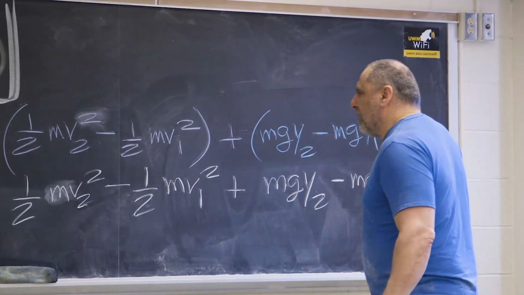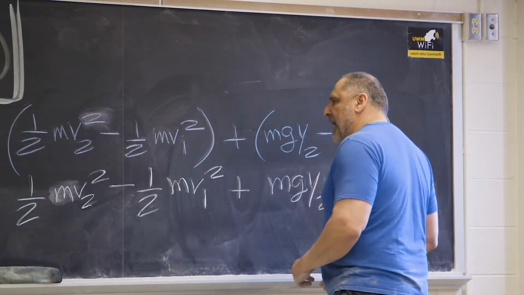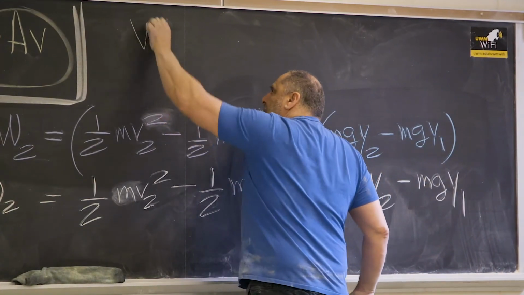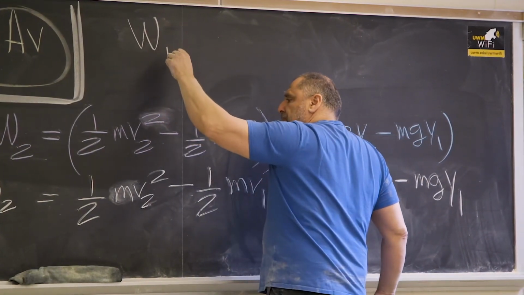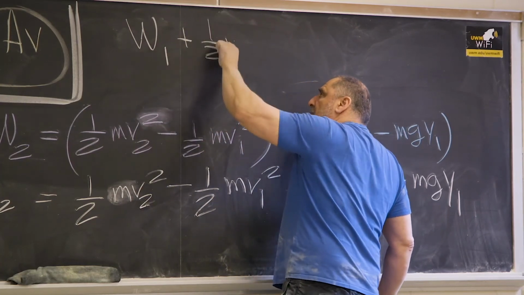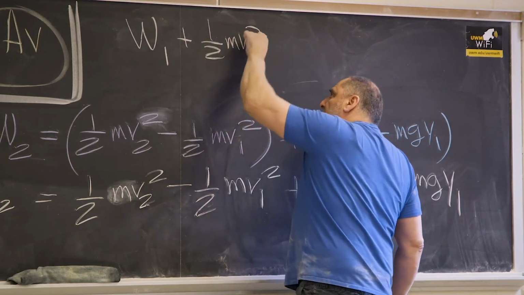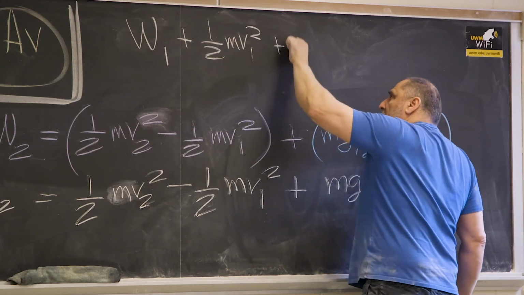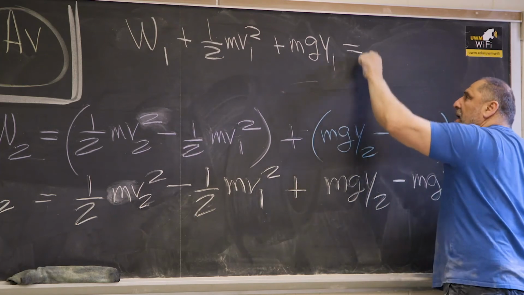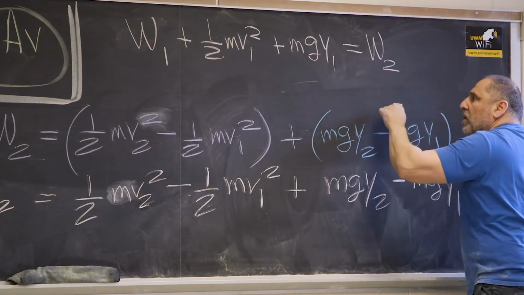From here, why don't we just put all the 2's together, all the 1's together, and figure out what's going on here? And we end up getting W1 plus, let's just get them all over to one side, 1/2 m v squared, mgy1, and here we got W2.